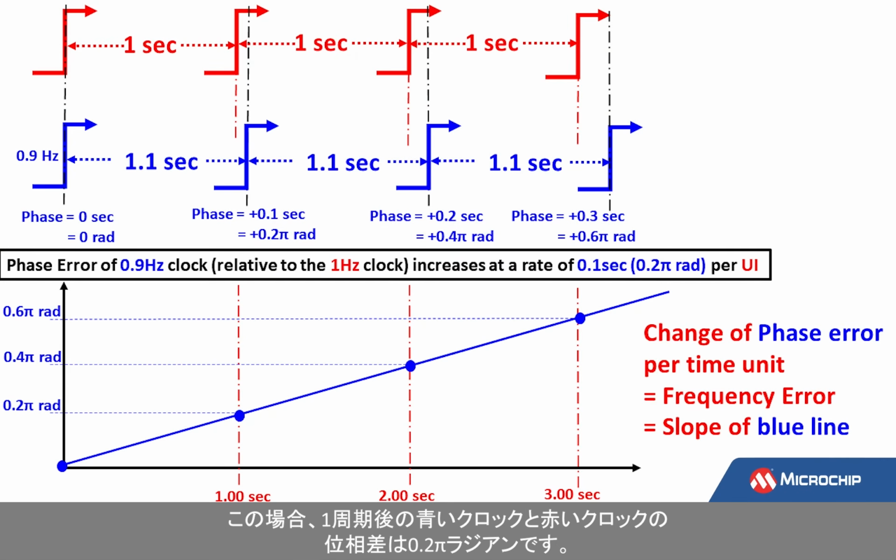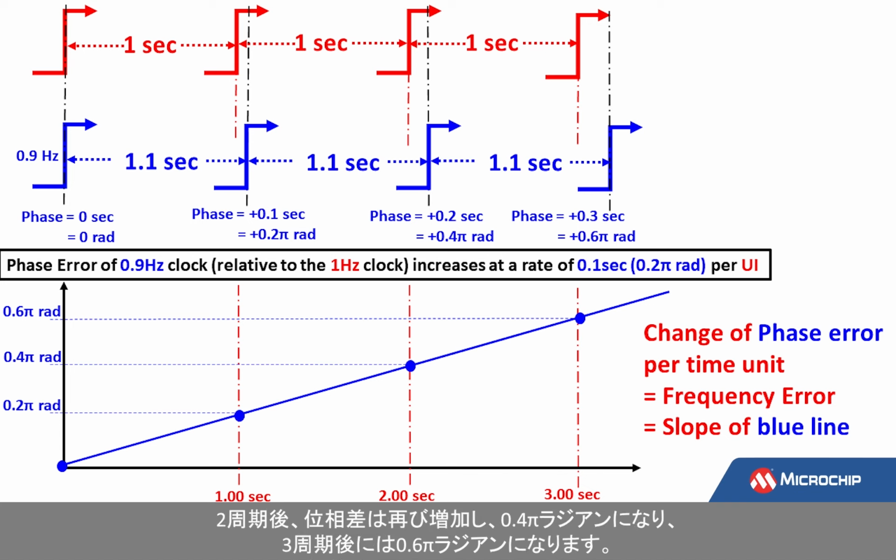After one period, the phase of the blue clock versus the red clock is 0.2 pi radians. After 2 periods, that phase has increased again, and it is now 0.4 pi radians. And after 3 periods, it's 0.6 pi radians, and so on. Let's say for some reason that we expect both of these clocks to be identical 1 hertz clocks. Obviously, the 0.9 hertz clock is not ideal, and it contains errors. So we can now quantify those phase errors.